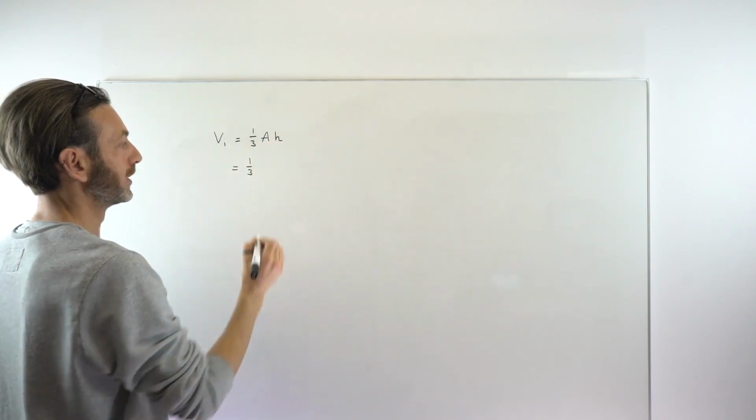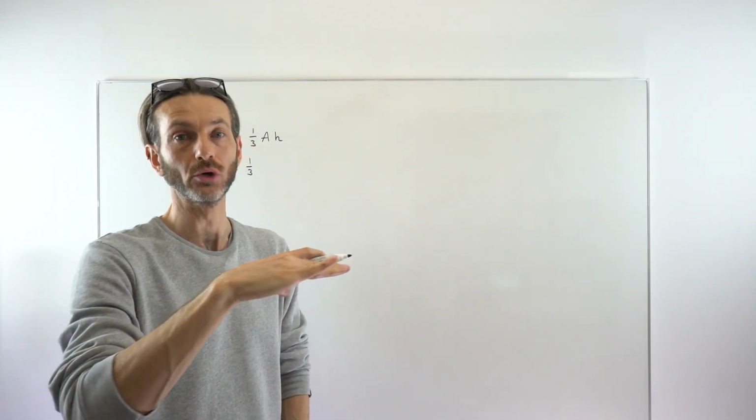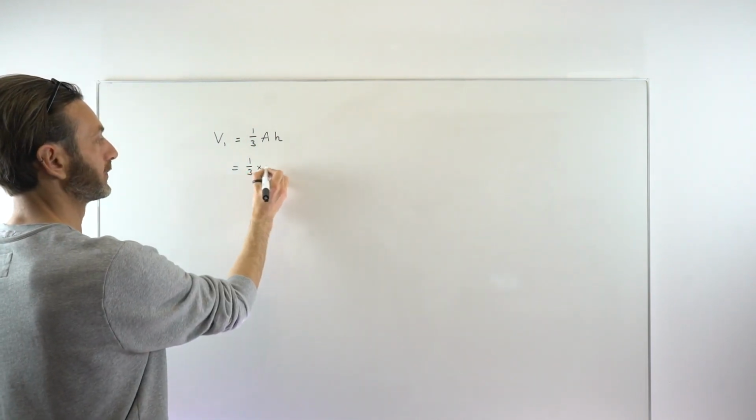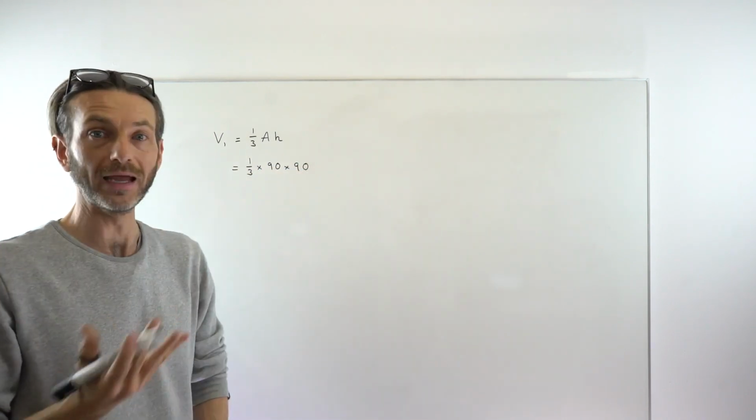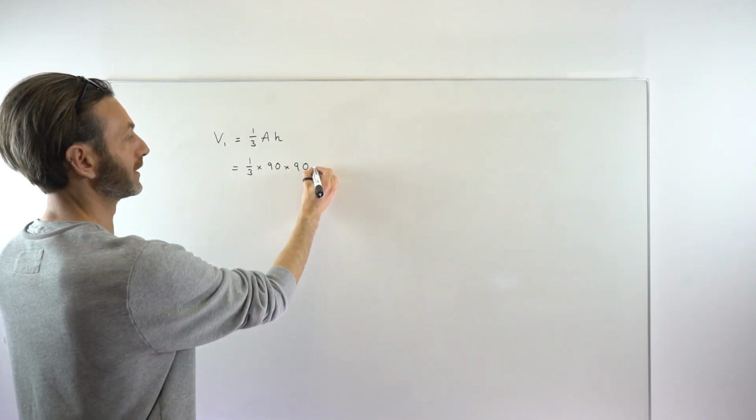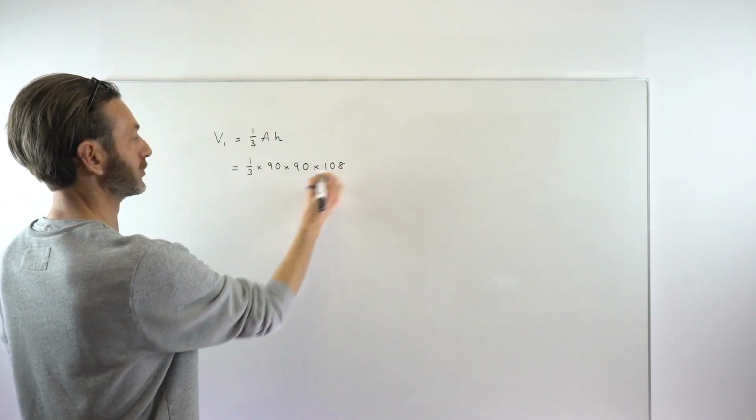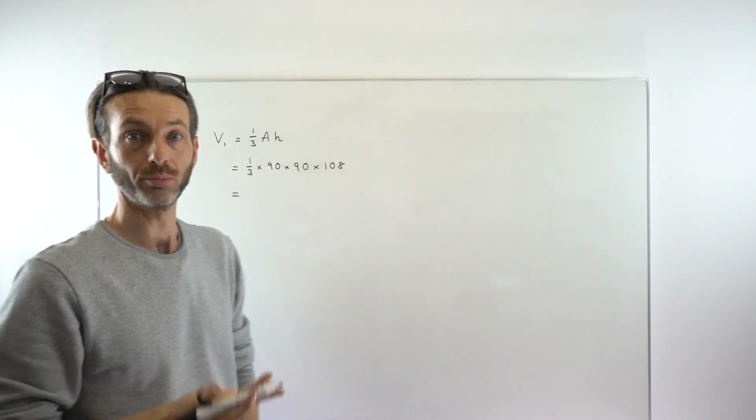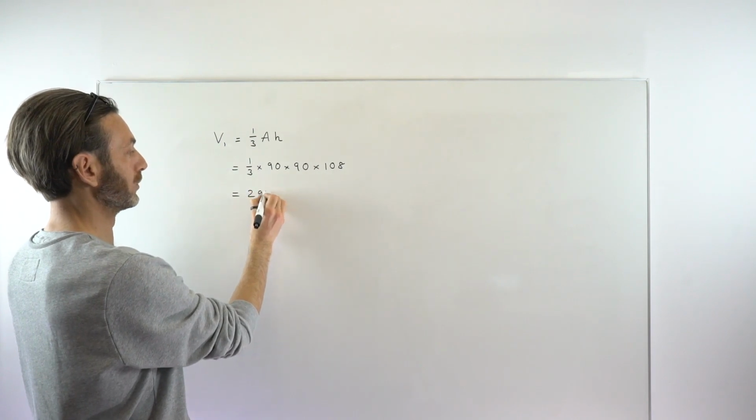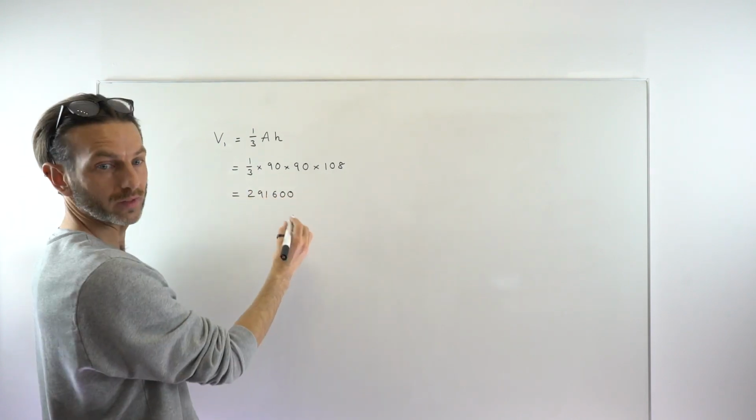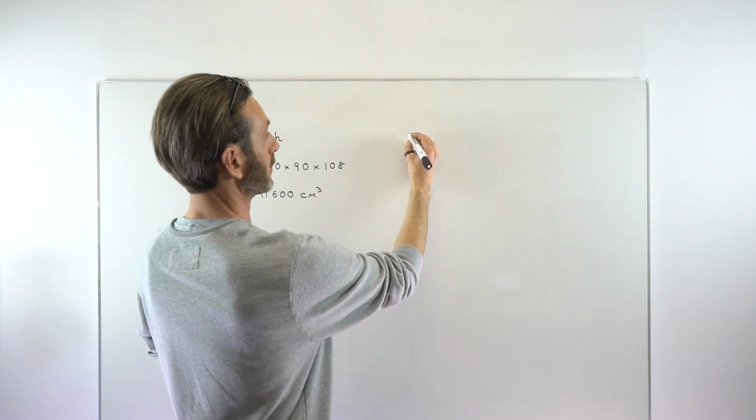So it's 1/3. It's a square base, so the base is 90 centimeters long. So it's going to be 1/3 times 90 times 90 again, because 90 times 90 would give you the area of the base, and that's what the A is, times the height. And the height, just check that, is 108 centimeters. So once you've got that plugged into the formula, it's just purely a calculator exercise. I did this one earlier. It comes out to be 291,600 centimeters cubed.